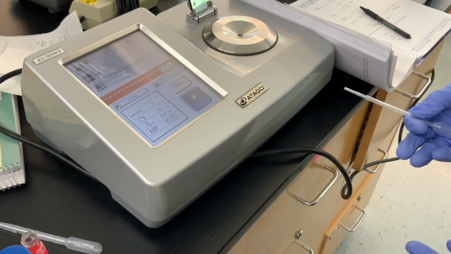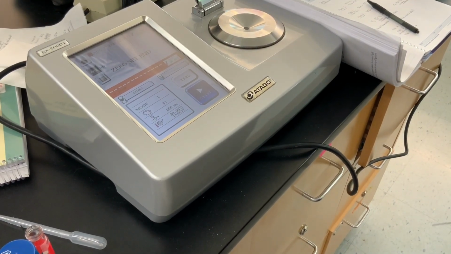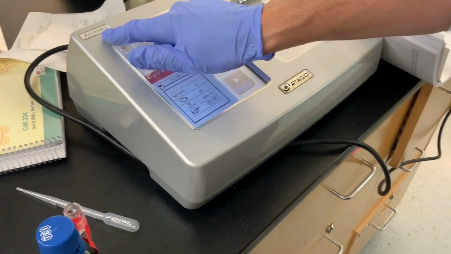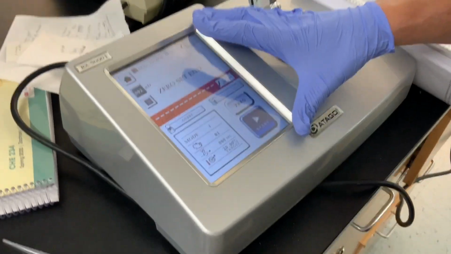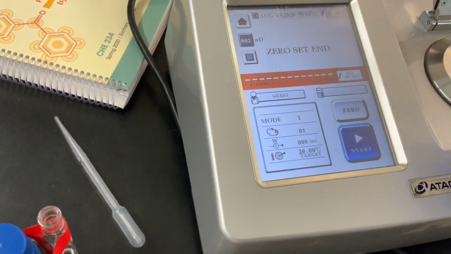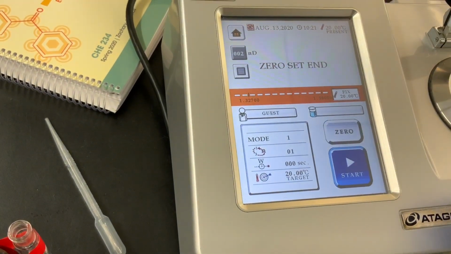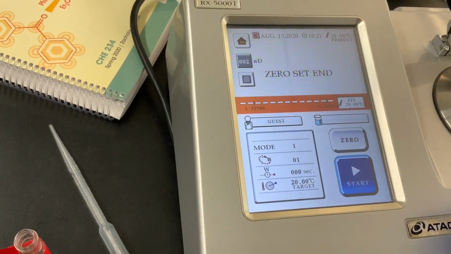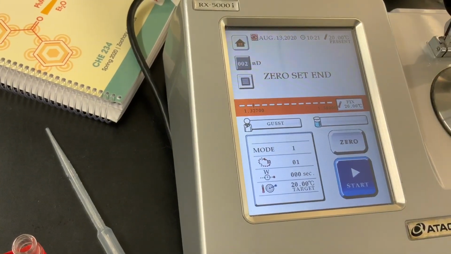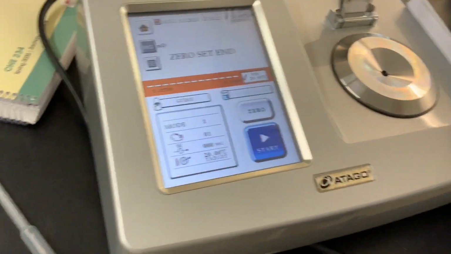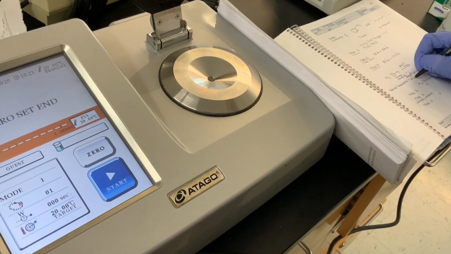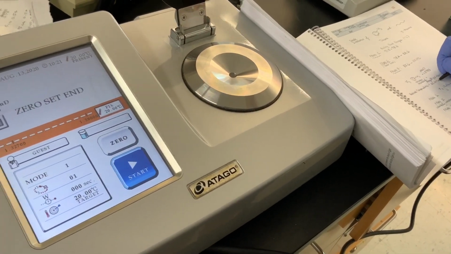So we used a manual refractometer. Now they, of course, also make digital ones. So this is an Atago RX 5000i. If you look at the LCD screen here, we've got a bunch of nice data to look at. So today is the 13th of August, 2020. And it also tells us the current temperature, which is 20 degrees. That's ambient temperature or room temperature.